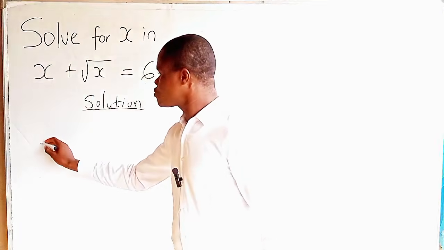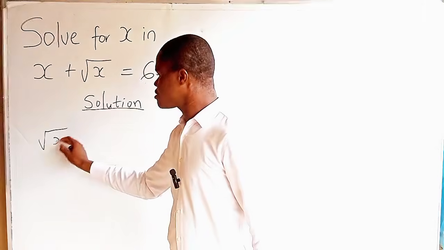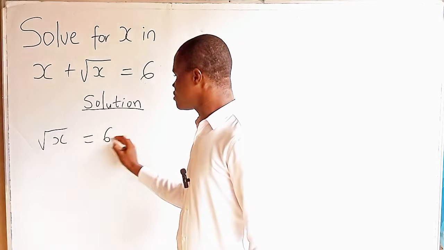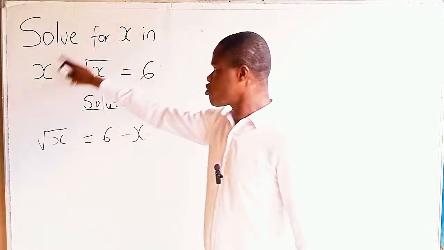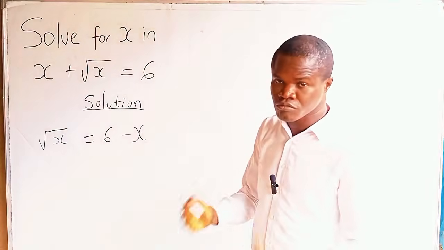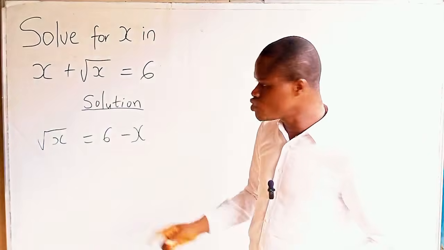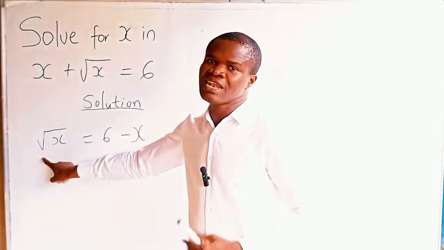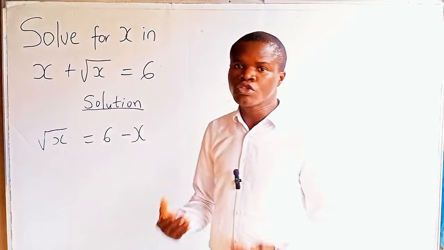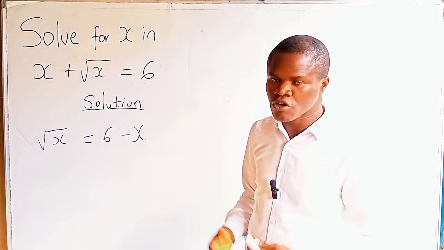So this becomes square root of x is equal to 6 minus x. Of course, this is plus x here. If it crosses across the equal sign, it becomes minus. Now the next thing to do, this is a square root. So to remove this square root from this left-hand side of this equation, we are going to take the square of both sides of the equation.